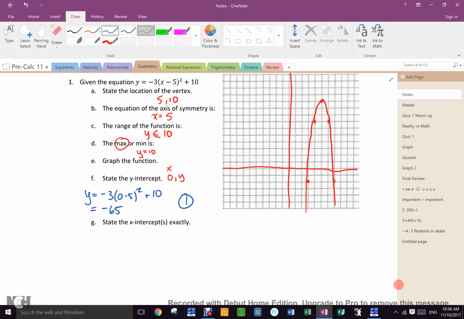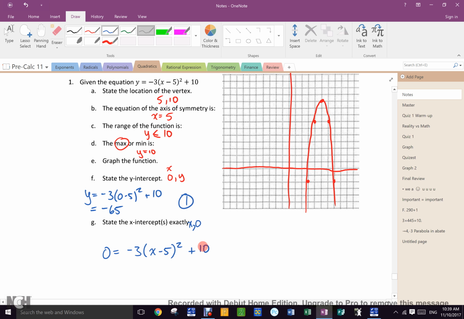And the x-intercepts exactly. Which means, are you allowed to break out your calculator? No. Do I want to see any decimals? No. What is every x-intercept? y is 0, yes? So that value is a y value, right? So I have to do 0 equals -3 times (x minus 5) squared plus 10, yes? How do I solve that algebraically?